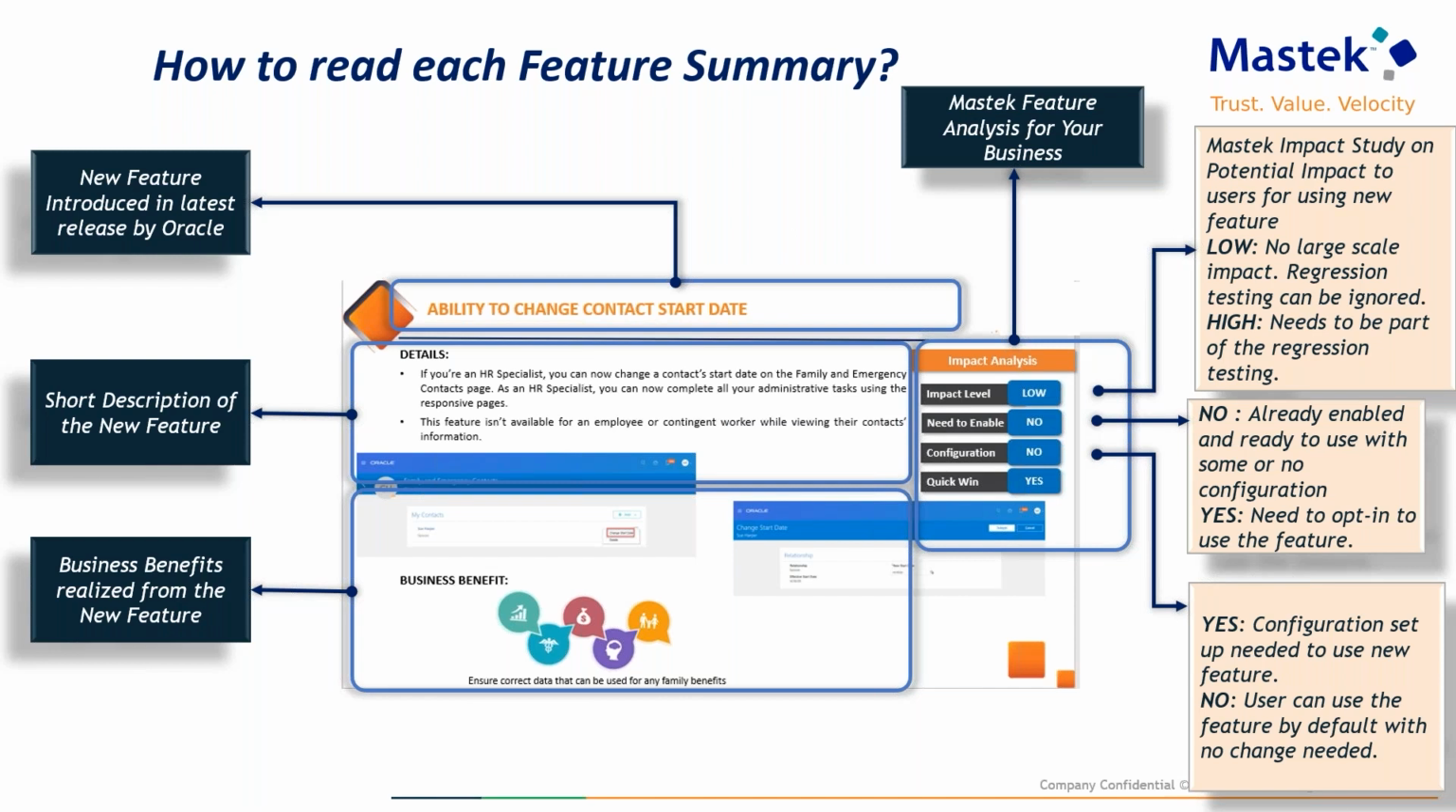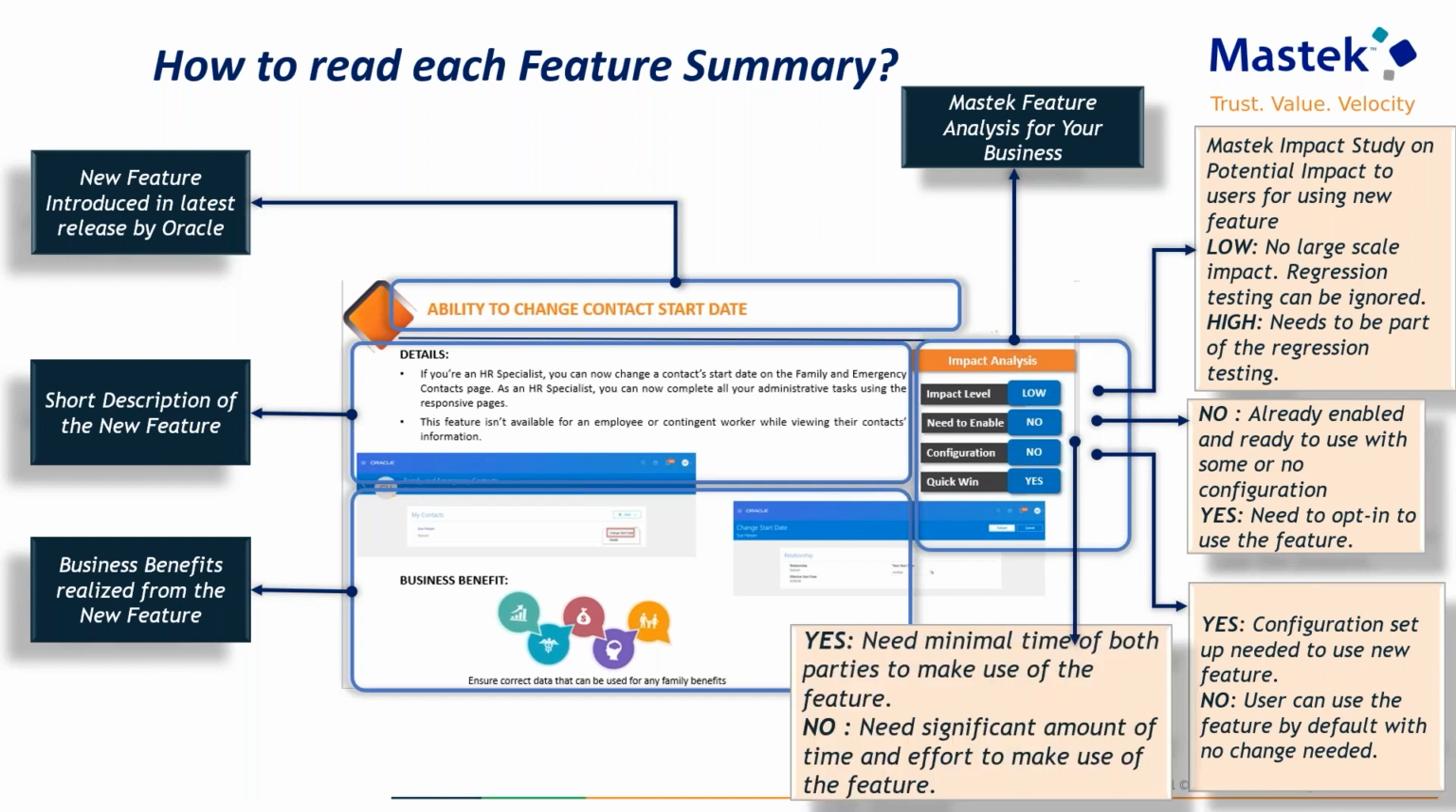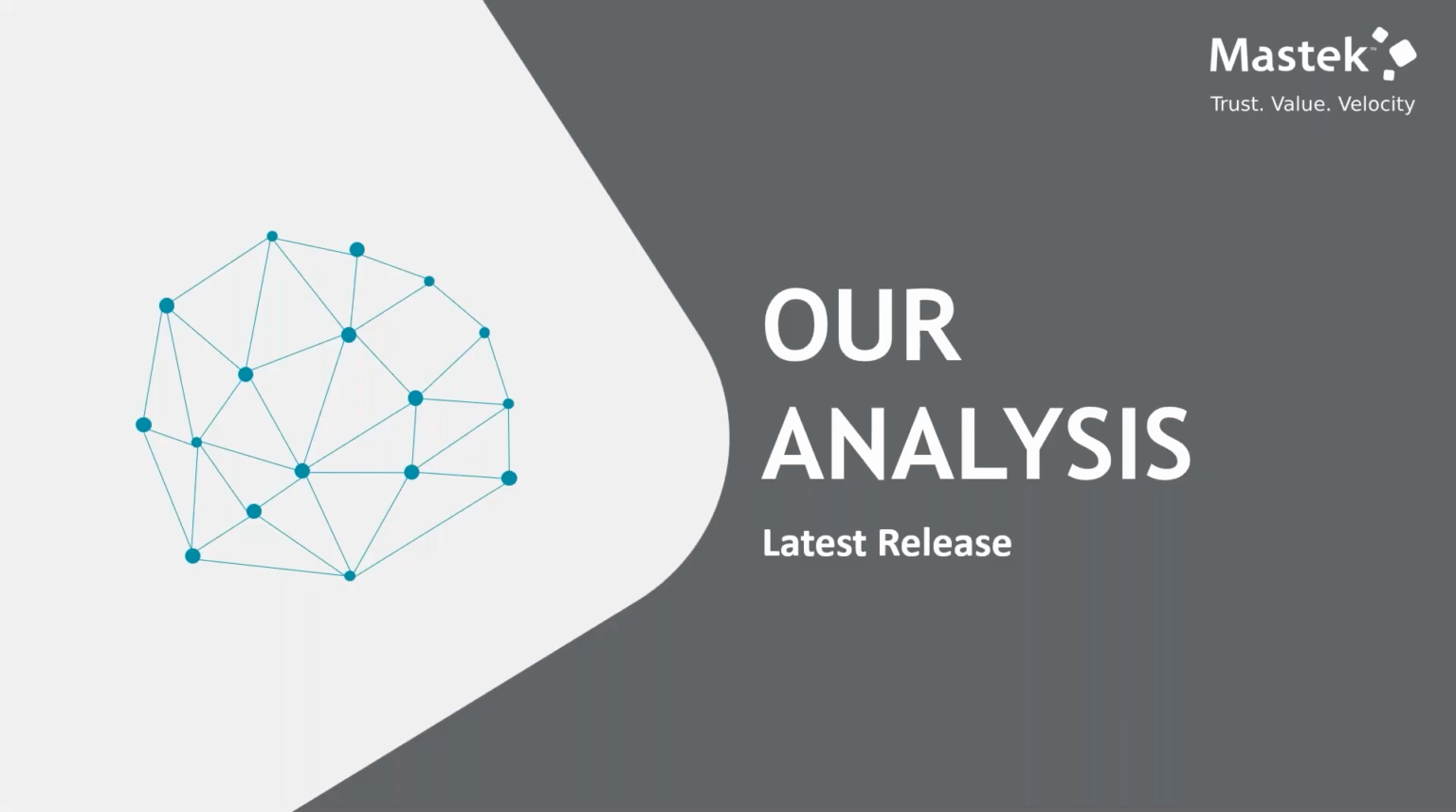And the third one that you see on the screen is the nature of the feature. There would be certain configuration which may be required, and some features can be used without any changes. And the last one is a quick win. This term we simply use to convey what is ready to use by investing a minimum amount of time, and what requires a significant amount of time and effort to make use of the feature.